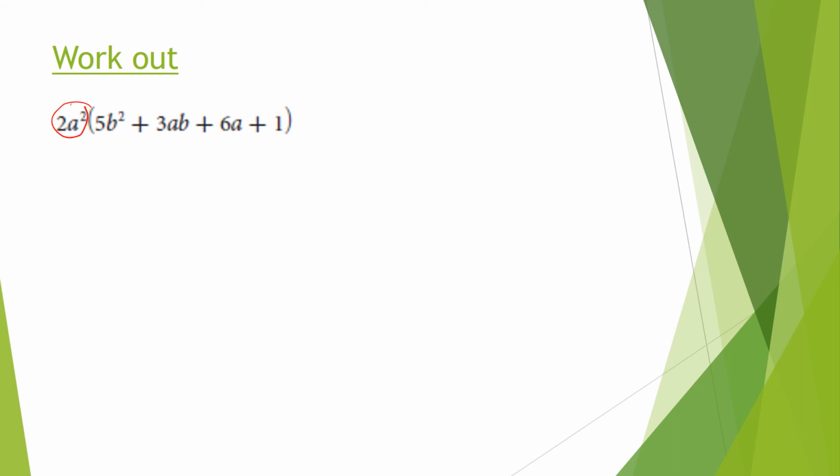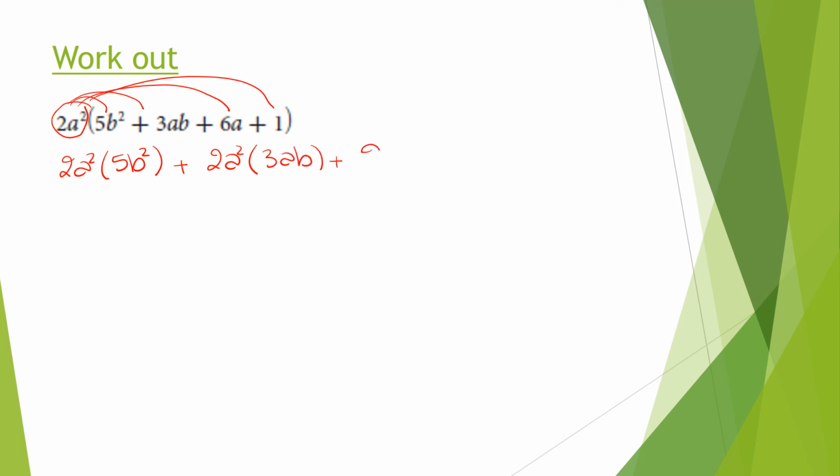I'm going to distribute this to each term. 2a power 2 multiplied by 5b squared, plus 2a power 2 multiplied by 3ab, plus 2a squared multiplied by 6a, then 2a squared multiplied by 1.